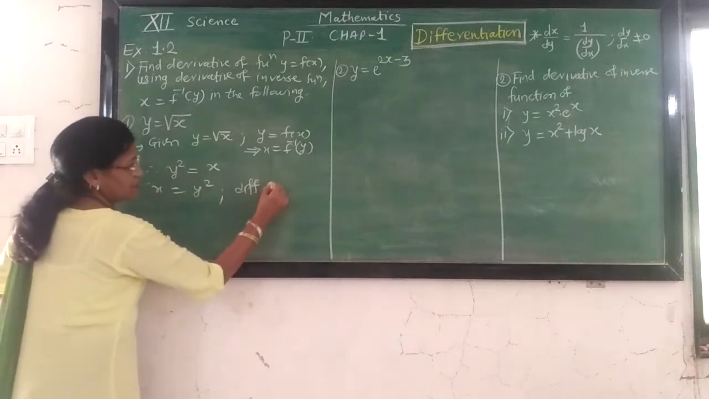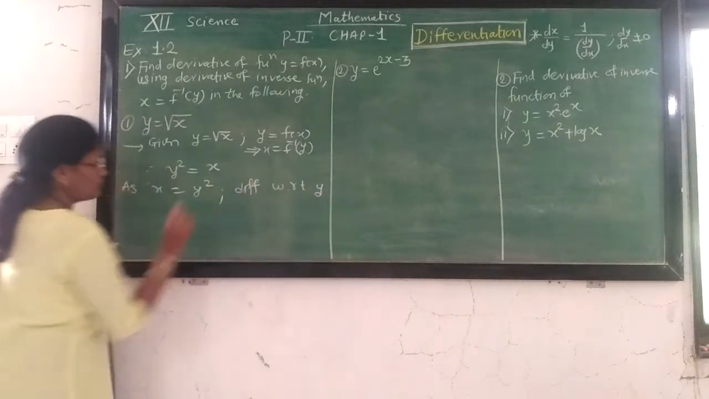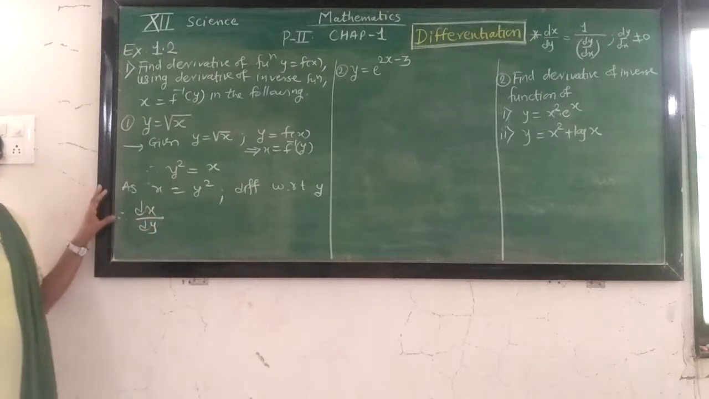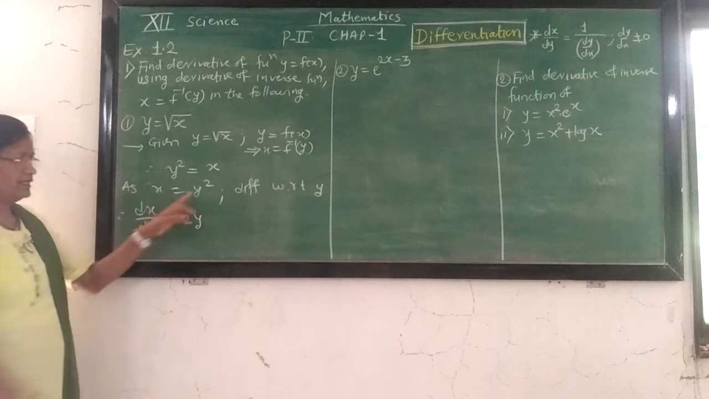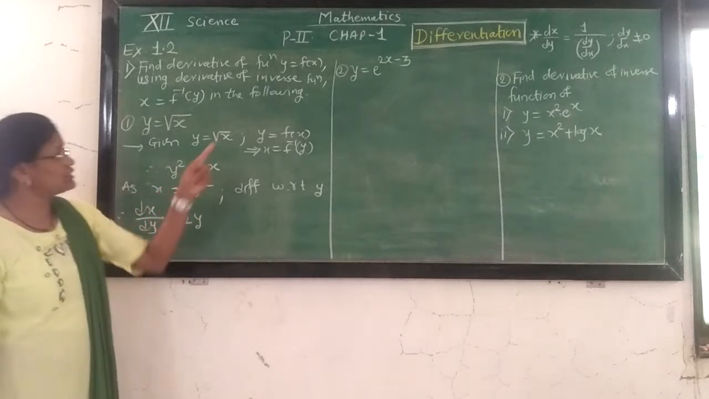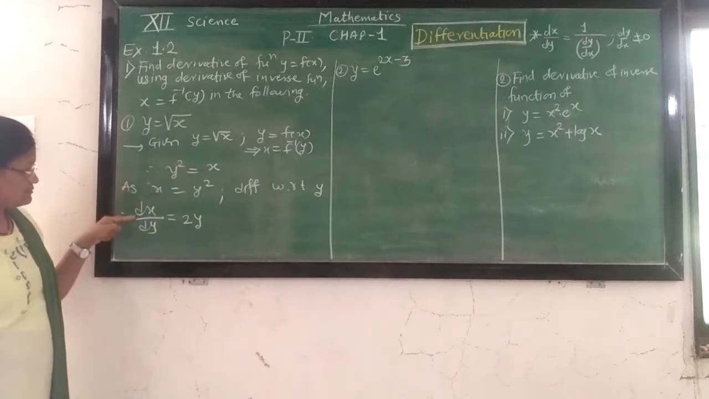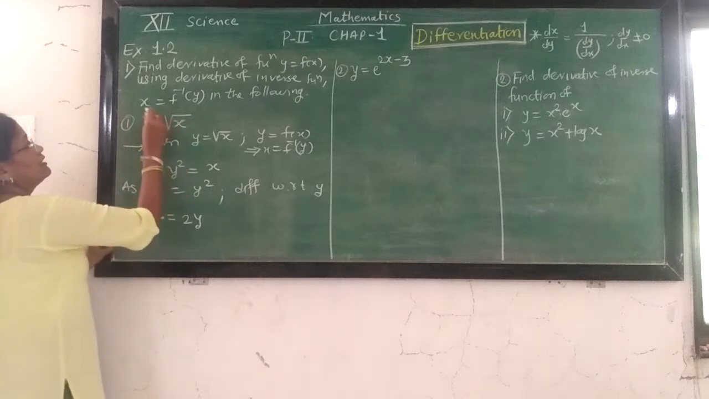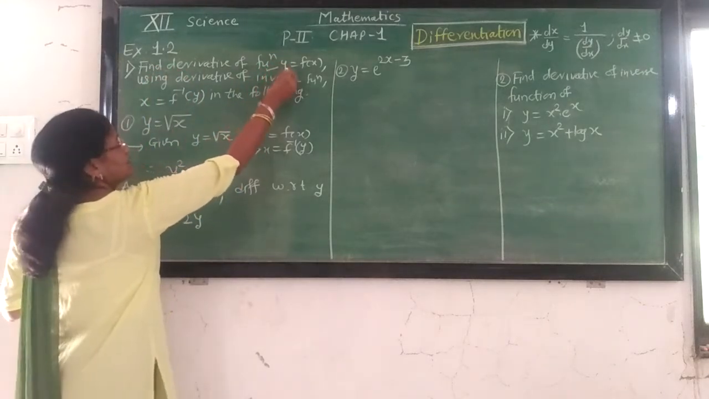So now differentiate x with respect to y. So the derivative of x with respect to y, dx by dy, is equal to 2y. Here x is equal to y squared. Differentiate x with respect to y, so dx by dy is equal to 2y. But we have to find the derivative of the original function, and this is its inverse.